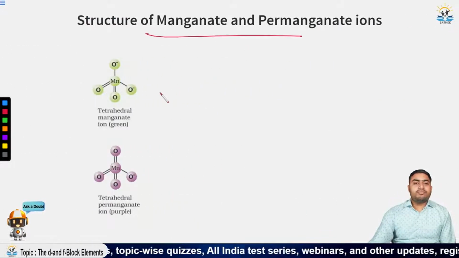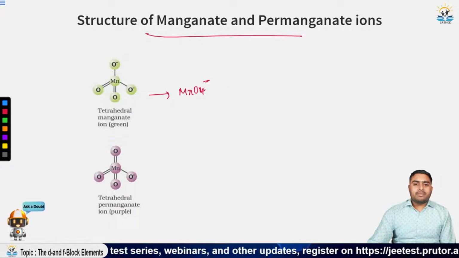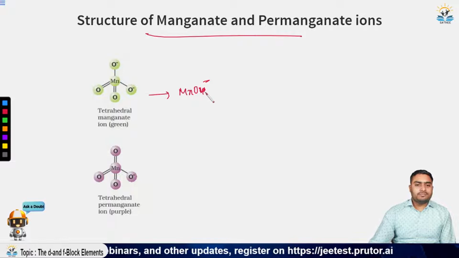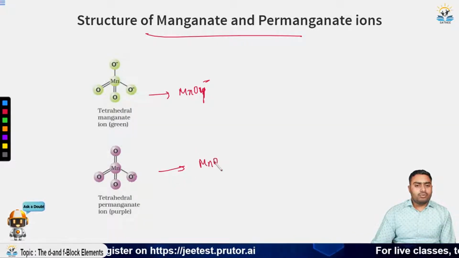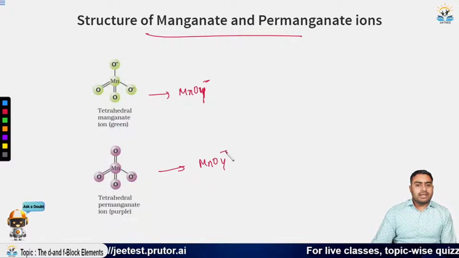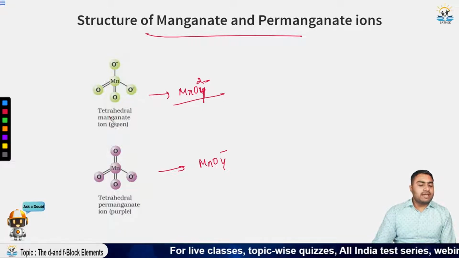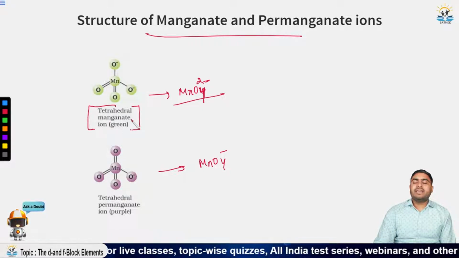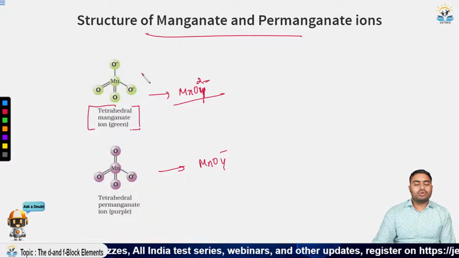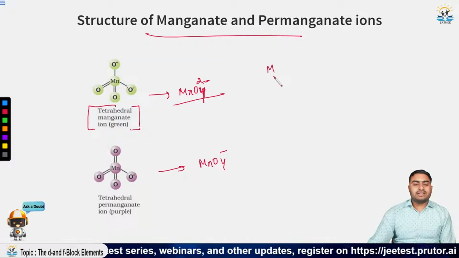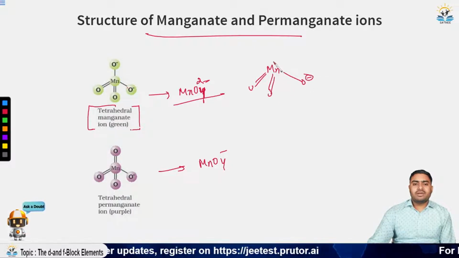You can see the structure of manganate, which is MnO4 2 negative, and permanganate, which is MnO4 negative. So the manganate ion has a tetrahedral structure and is green in color. Mn double bond O, single bond O negative, single bond O negative. Also you can write it like this: Mn double bond O, single bond O negative, and single bond O negative.